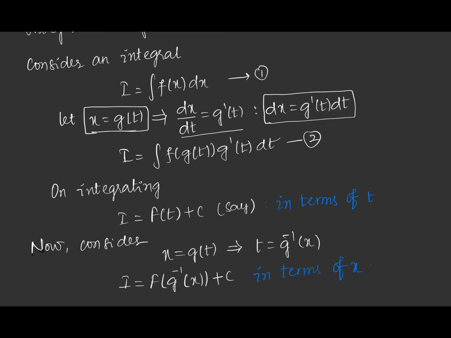Here the solution is in terms of t. Now consider the transformation x is equal to g of t, and taking the inverse transformation we will get t is equal to g inverse of x. I is equal to F of, in the place of t we will replace t as g inverse of x, that is the inverse transformation. We will get F of g inverse of x plus c. This is the value of the given integral 1 in terms of x.